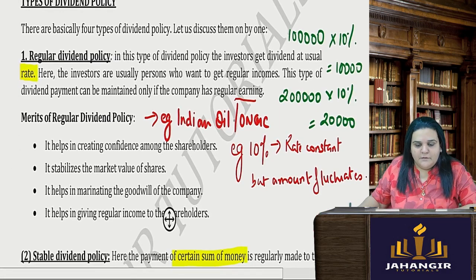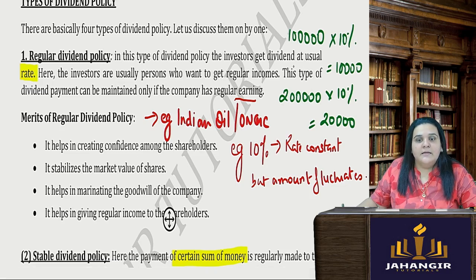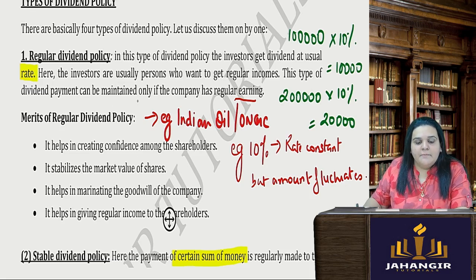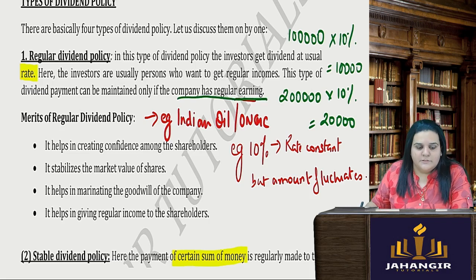In this type of dividend policy, the investor gets dividend at the usual rate. Here the investors are usually those persons who want to get regular income. This type of dividend payment can be maintained only if the company has regular earnings, of course.